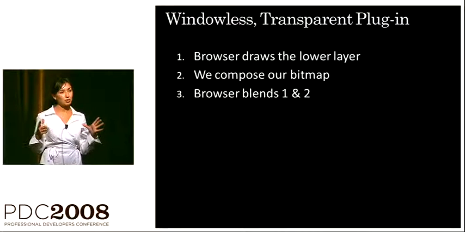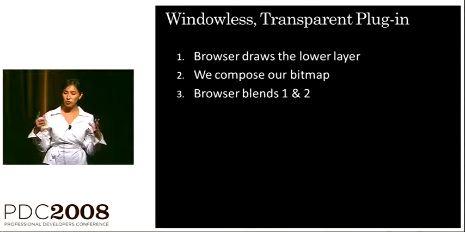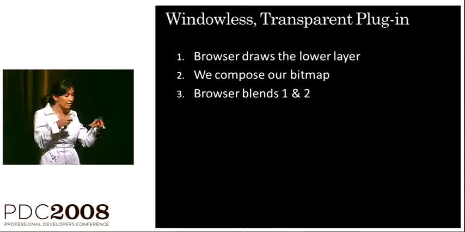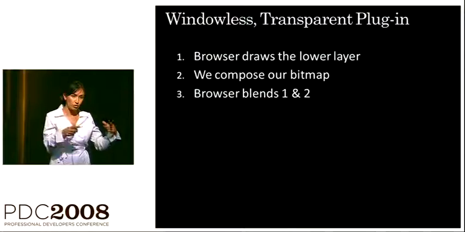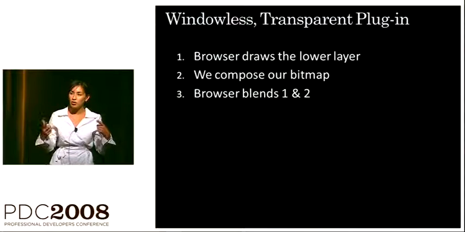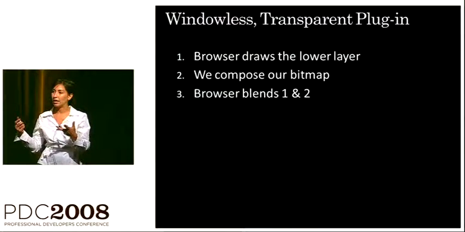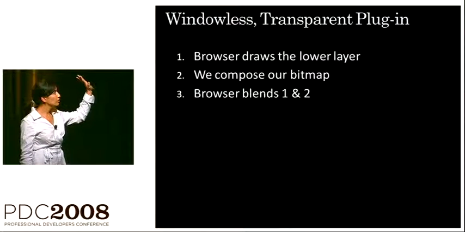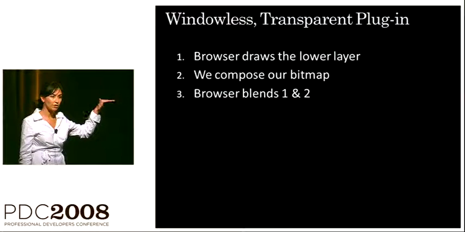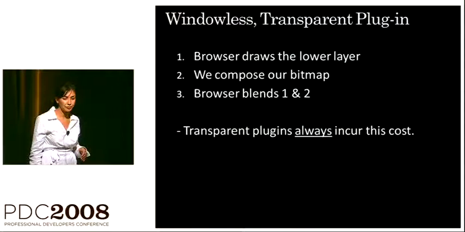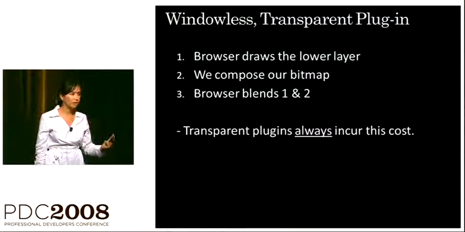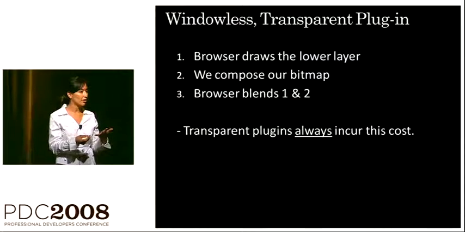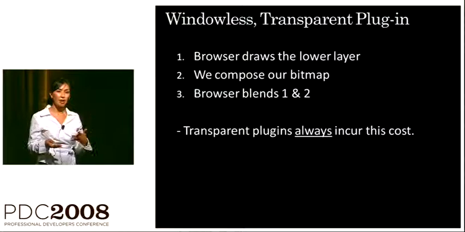The reason why I discourage people from using it is because I often see people using transparency just to give rounded corners to their Silverlight plugin. And that costs us: every single time we do any property change, we insert two steps, and that's a very expensive cost. I want to make sure that when you're building your application, you're aware of that and you understand why you should leverage that feature. So we always draw the lower layer, Silverlight will compose our own layer, and then the browser will do the blend. A transparent plugin will always incur this cost, be it that you have rounded corners or maybe animation underneath. This cost is always incurred. And every browser deals with it differently.